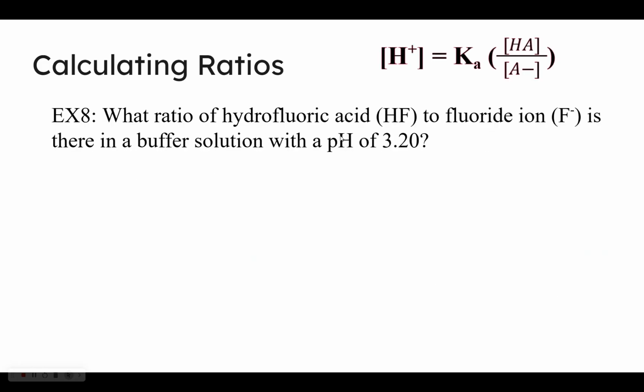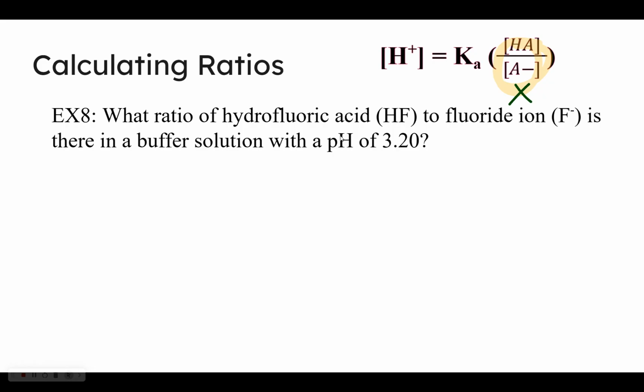And once again, I'm using our H plus equation, not the Henderson-Hasselbalch. So if we're looking for our ratio of hydrofluoric acid to fluoride ion, we're looking for this ratio here. That's going to be our X. We want to figure out what the ratio would be to use hydrofluoric acid with the fluoride ion and get a pH of 3.20. Remember, we'll always have a target pH.